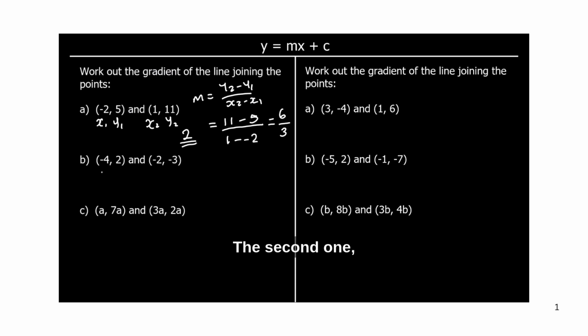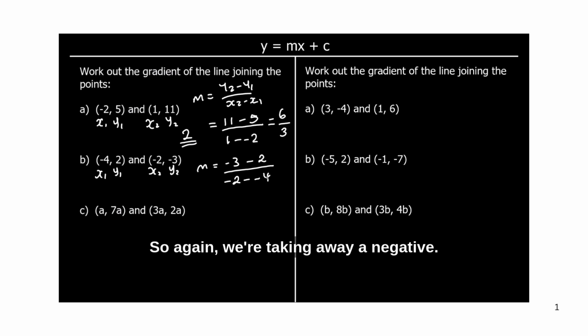The second one, x1, y1, x2, y2. The gradient, y2 take away y1 over x2 take away x1. So again, we're taking away a negative. When we're taking away a negative, we add. So it's negative 3 take away 2, which is negative 5. Negative 2 take away negative 4 is negative 2 plus 4, which is 2. And we've got negative 5 over 2. We could write negative 2.5, but we can also leave it as a fraction.